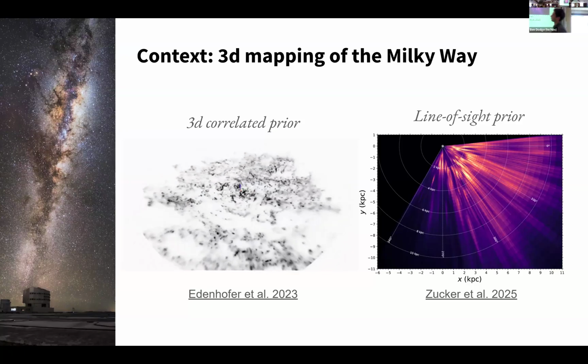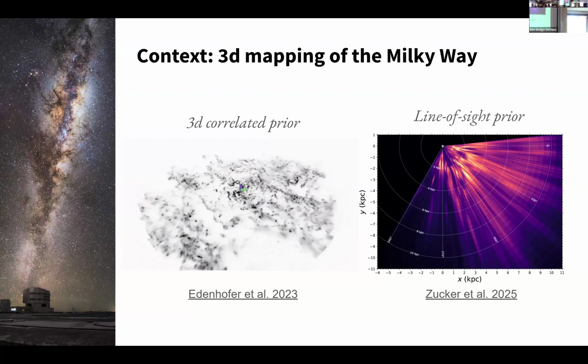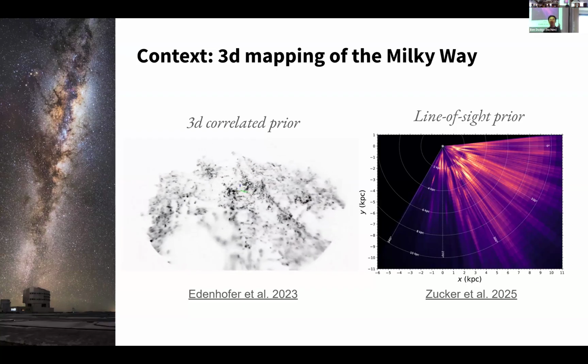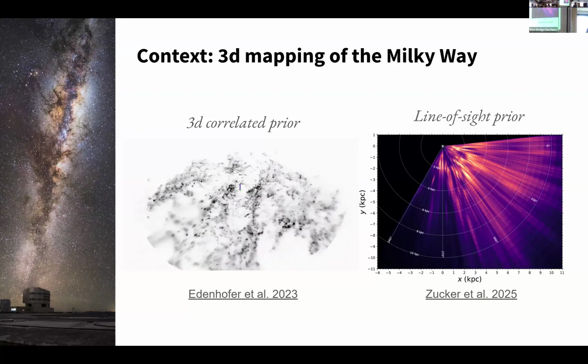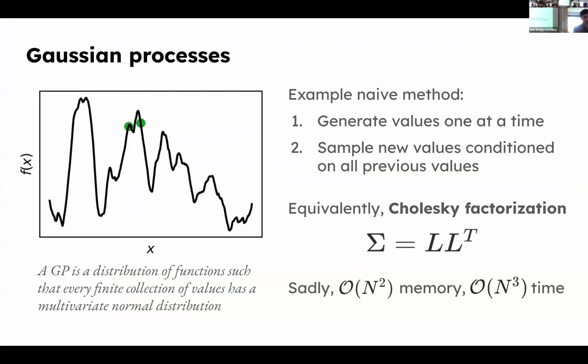One of the goals why we set out to do GraphGP is to enable doing this kind of stuff much faster at a much bigger scale. So what is this 3D correlated prior? That's where Gaussian processes come in.